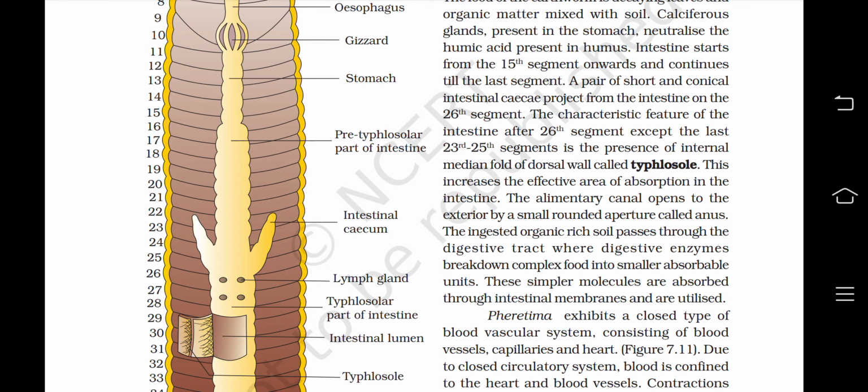an internal median fold of the dorsal wall called the typhlosole. This increases the effective area of absorption in the intestine. The alimentary canal opens to the exterior by a small rounded aperture called the anus.